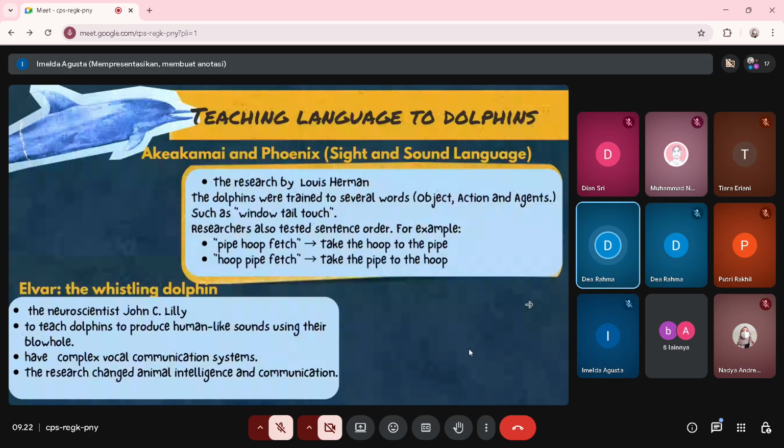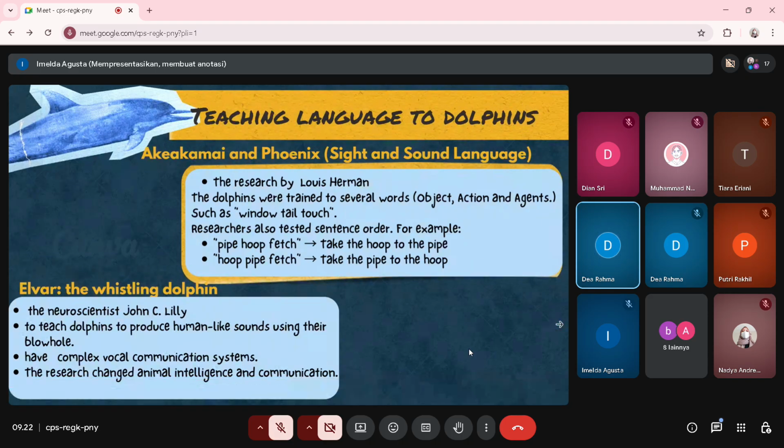And then the trainer reversed it: hoop, pipe, fetch, which means take the pipe to the hoop. And next, for the dolphin Alfar, the neuroscientist John C. Lilly tried to teach dolphins to produce human-like sounds using their blowhole. You know what a blowhole is? A blowhole is like the nose of the dolphin.